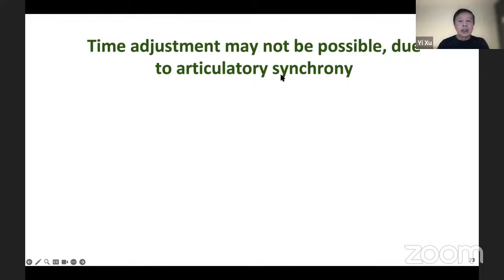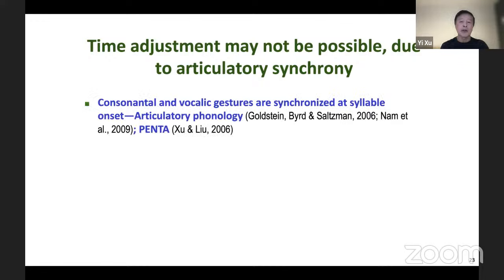That is, this is a hypothesis that was proposed almost simultaneously by two groups. One is by the group working on articulatory phonology. So this is Goldstein, Byrd, and Saltzman, 2006, and also Xu and Liu, 2006. And the proposals were based on very different reasons.